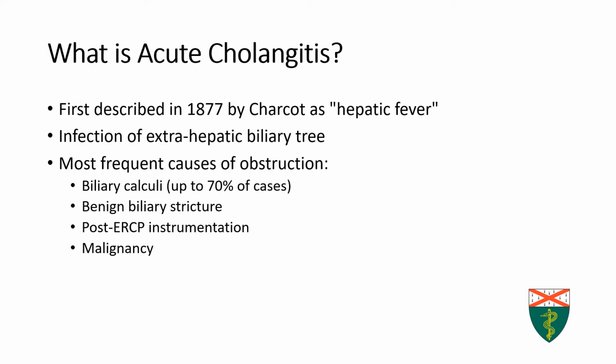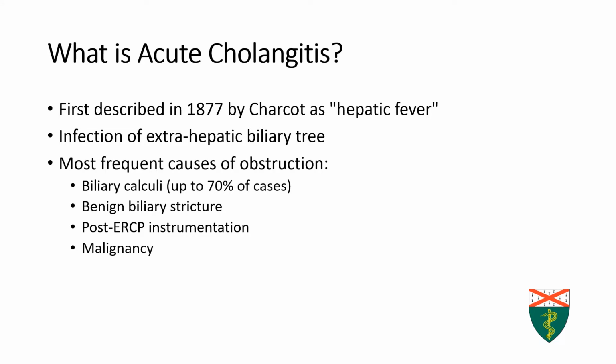Acute cholangitis is a clinical syndrome of jaundice, fever, and right upper quadrant abdominal pain, resulting from obstruction and infection of the biliary tree. The disease was first described in 1877 by Jean-Martin Charcot as hepatic fever. Thus, the combination of right upper quadrant pain, fever, and jaundice later became known as Charcot's triad.